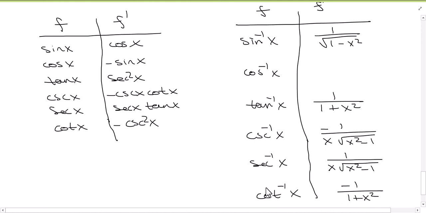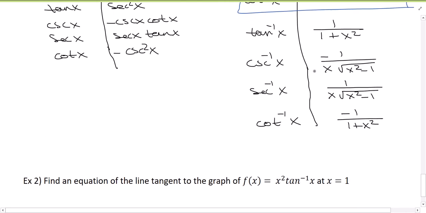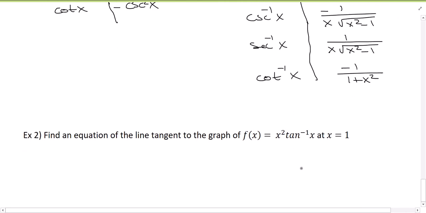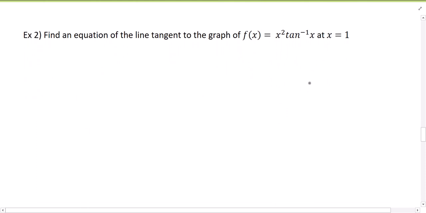So notice that our co functions are still negative. So that rule still remains even for inverse trig functions. So I want you to, on your own, find cosine inverse of x and then fill in the table. Now, how do we find derivatives with this incorporated in them? Let's try this tangent line example. Find an equation of the line tangent to the graph of x squared times tangent inverse of x at x equals 1.